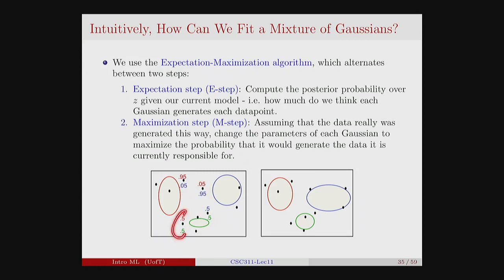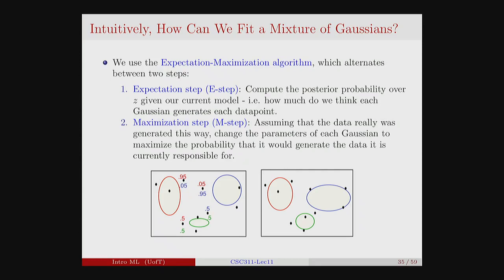So a data point like this vector says that P of zi equal to the red cluster is about 0.5, P of zi equal to the green cluster is about 0.5, and P of zi equal to the blue cluster is very, very close to 0. So that's what this 0.5 and 0.5 mean here.